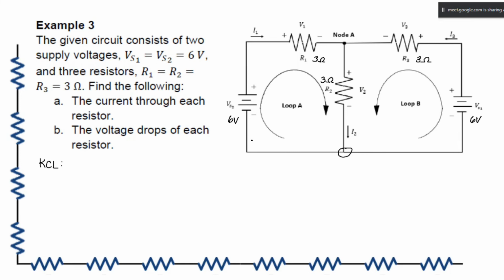Sa node A po natin, ilan po yung currents entering and leaving? We have 3 currents, and those are I sub 1, I sub 2, at saka si I sub 3. I sub 1 minus I sub 2 plus I sub 3 equals 0. And this serves as our equation number 1.